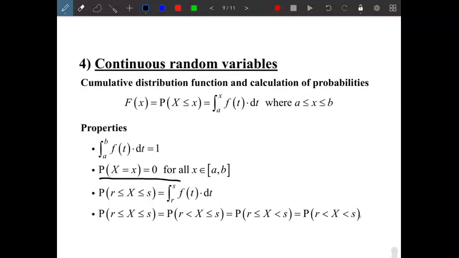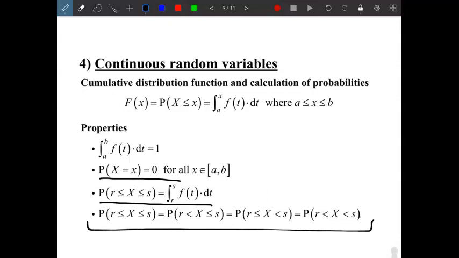Okay, and now for the third property, this is what we've been using already. The probability of X being between r and s is the integral from r to s of f of t dt. And as I already mentioned in the first part of this video, whenever you're dealing with continuous random variables, whether you put the equal sign or you don't is practically the same thing, unlike discrete random variables.